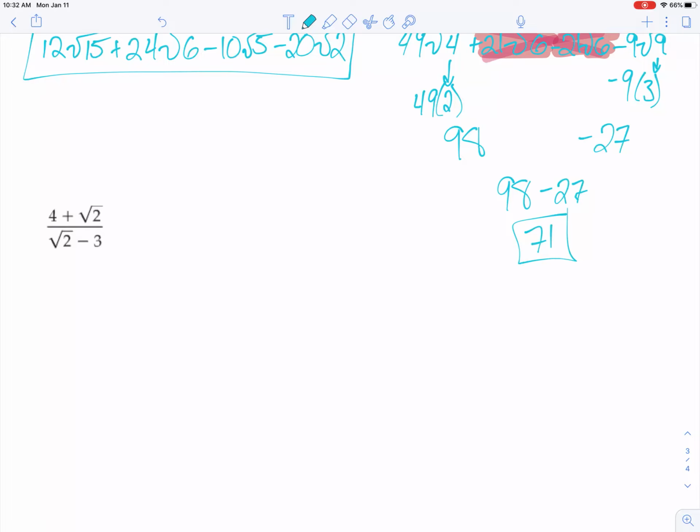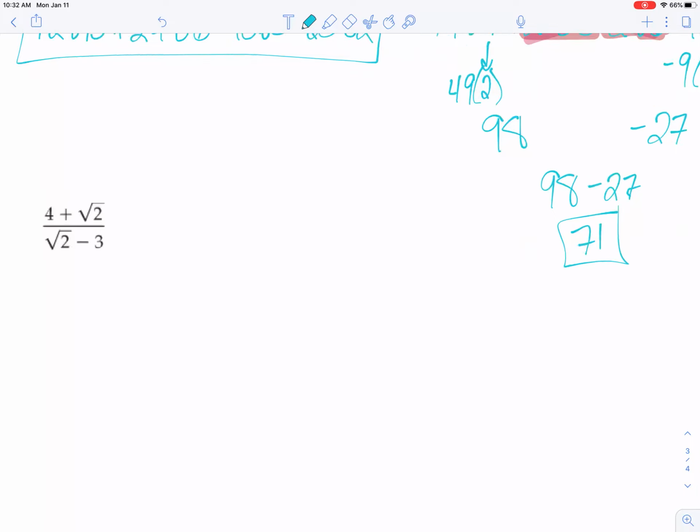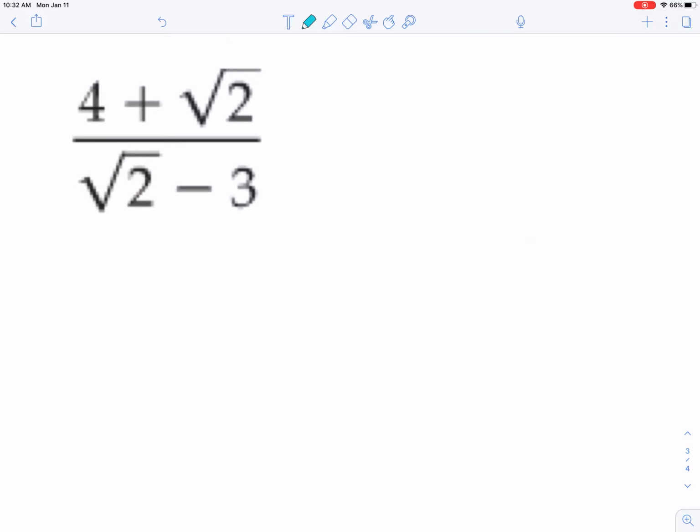The final 6-5 video. We've done addition. We've done subtraction. We did multiplication. Ladies and gentlemen, guess what we're doing now? If you can't tell, here's the zoomed in photo. We are doing division.